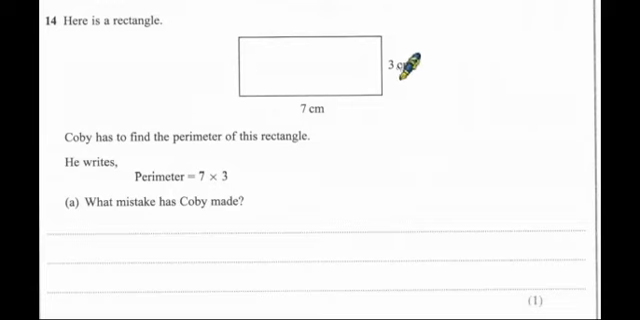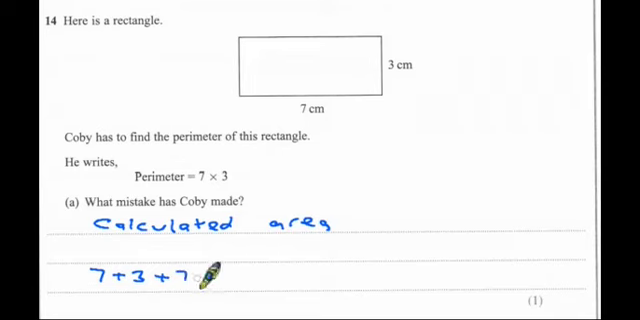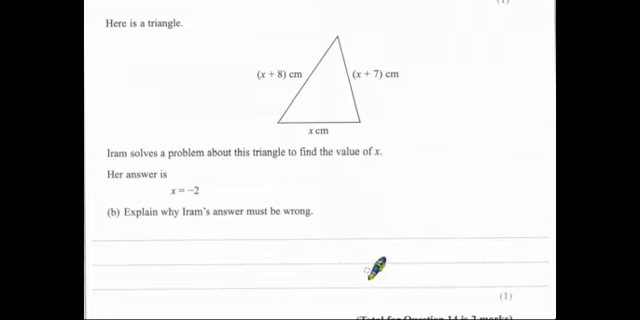Question 14, here is a rectangle, and here it is, 7 centimetres by 3 centimetres. Corby has to find the perimeter of the rectangle. He writes perimeter equals 7 times 3. What mistake has Corby made? Well, in your own words, he has actually calculated the area, not the perimeter. So the perimeter would be 7 plus 3 plus 7 plus 3. Perimeter, you have to add the outsides up. We multiply for area.